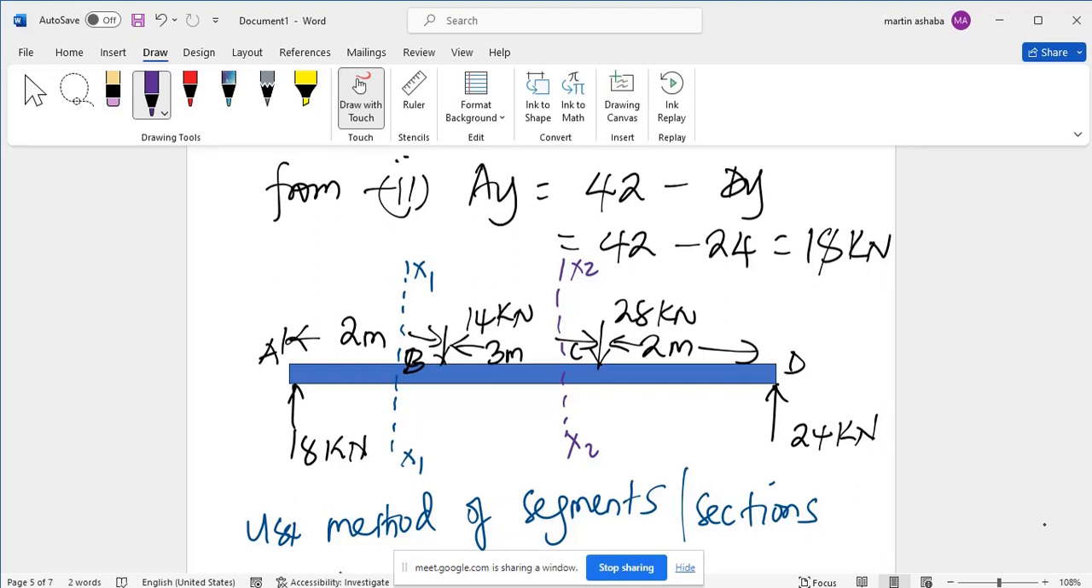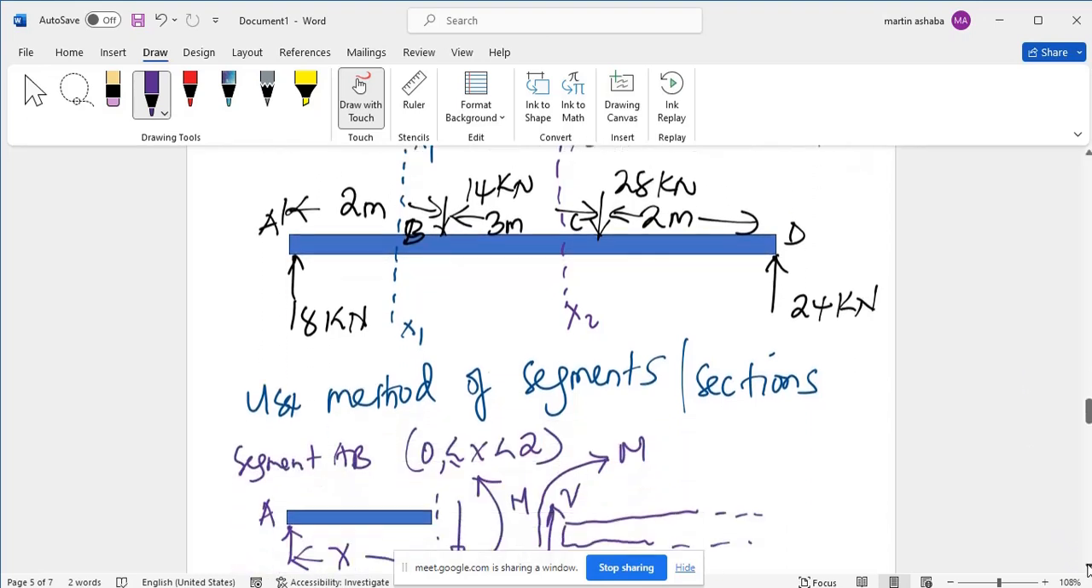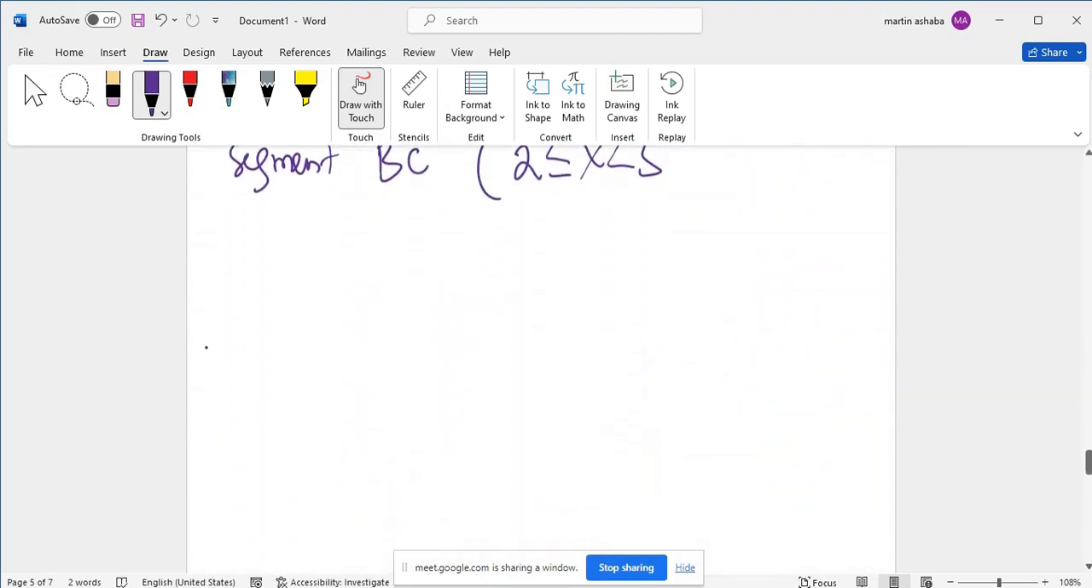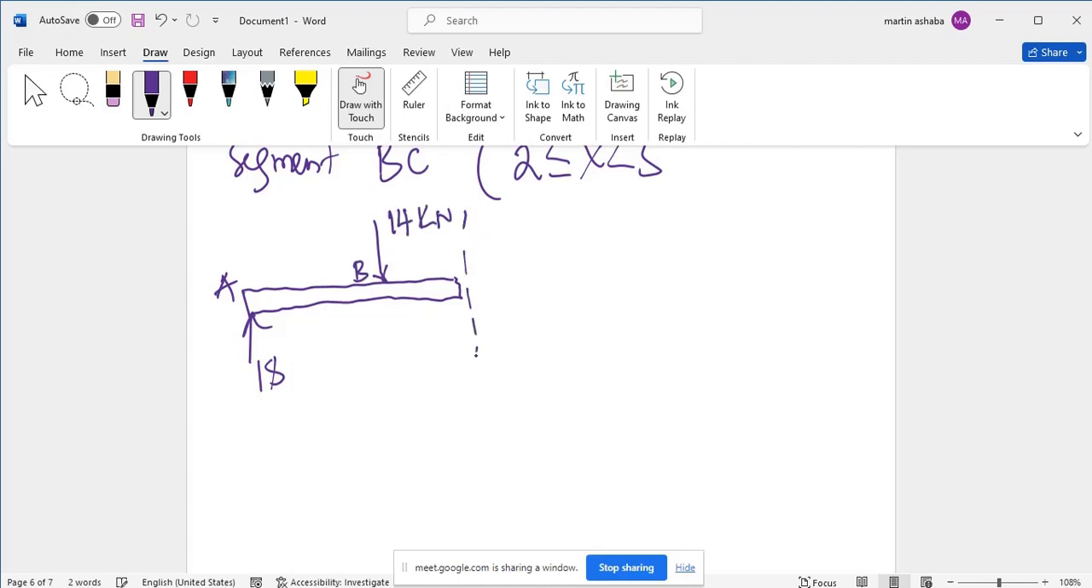X2, which if I draw the free body diagram, this is how it will look like. I will have a beam like this. I have A with 18, then this is A, then I have at B a 14. Then this is B. So I create a cut here, which I have X. Because I'm analyzing between B and C, that's why I don't complete up to C. I need to know what is happening between B and C.